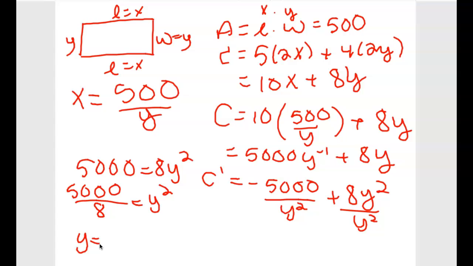What's 5,008 divided by 2? 200 divided by 2, and 8 divided by 2 is 4. So 25,004. Both are perfect squares. Take the square root, it would be 502.